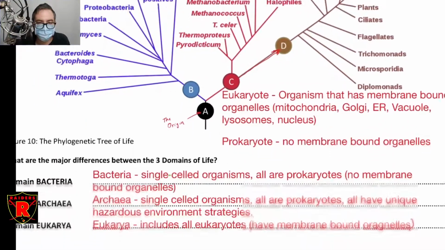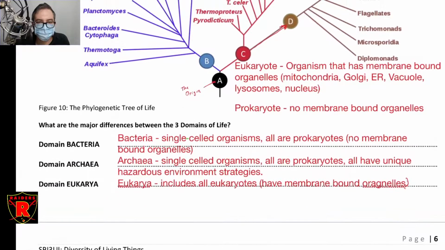So again, the 3 domains, this is the highest level of classification, are bacteria, which are single-celled organisms that are prokaryotic and have no membrane-bound organelles. Domain archaea, which are single-celled organisms that are all prokaryotes and have unique hazardous environmental strategies. That's what separates them from bacteria. They also have a different type of cell wall.